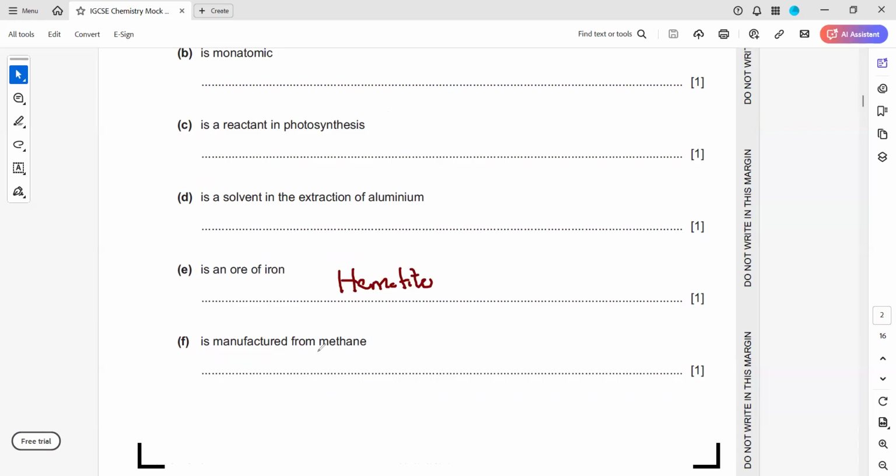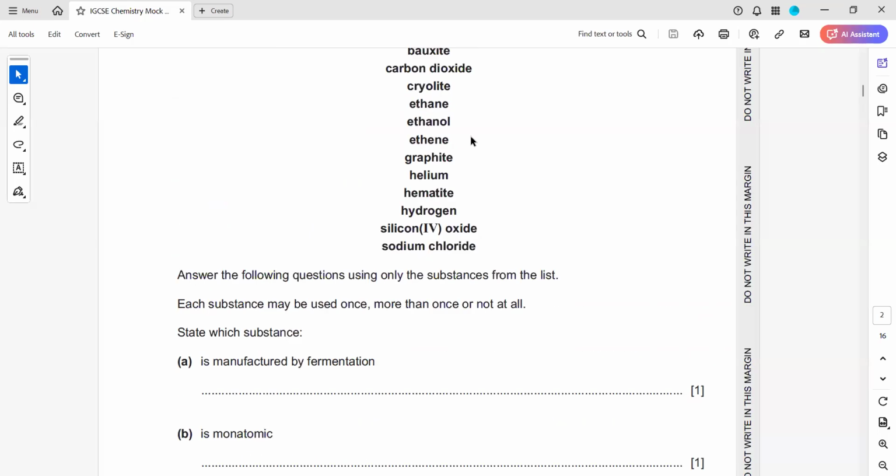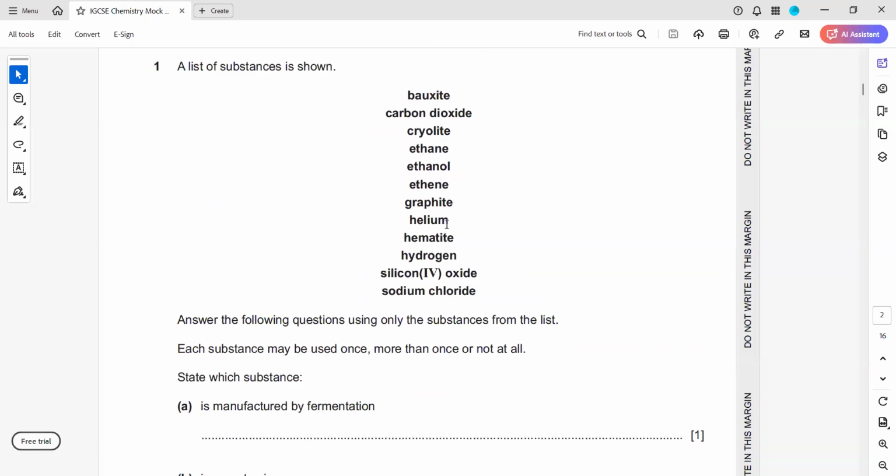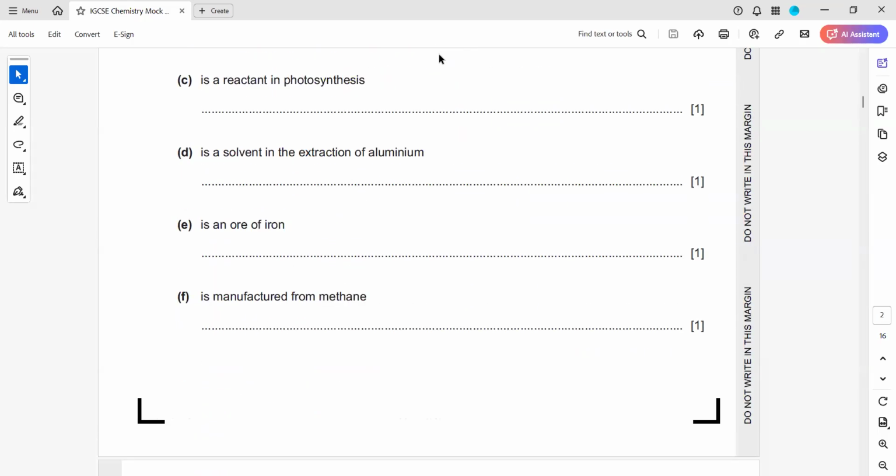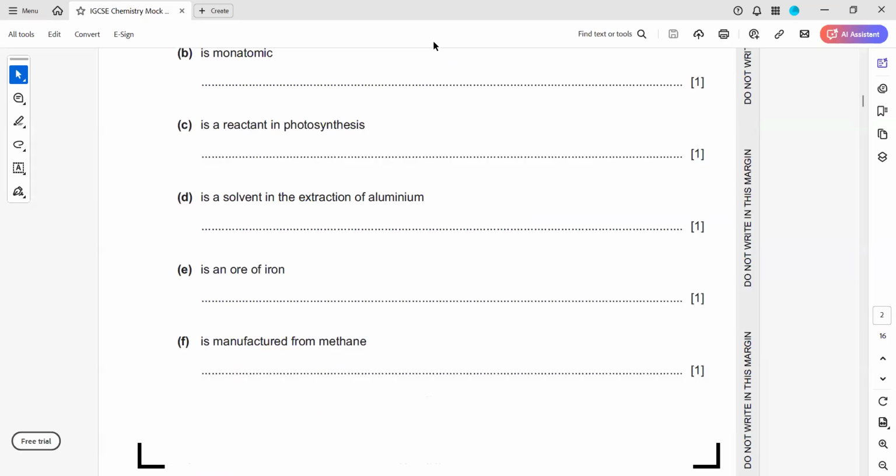Is manufactured from methane. So what is manufactured from methane? Hydrogen. Yes, manufactured from methane. That is hydrogen. Like, if you remember in the Haber process, they ask what is the source of hydrogen. So you will say methane is a source of hydrogen. So from methane, we get the hydrogen.